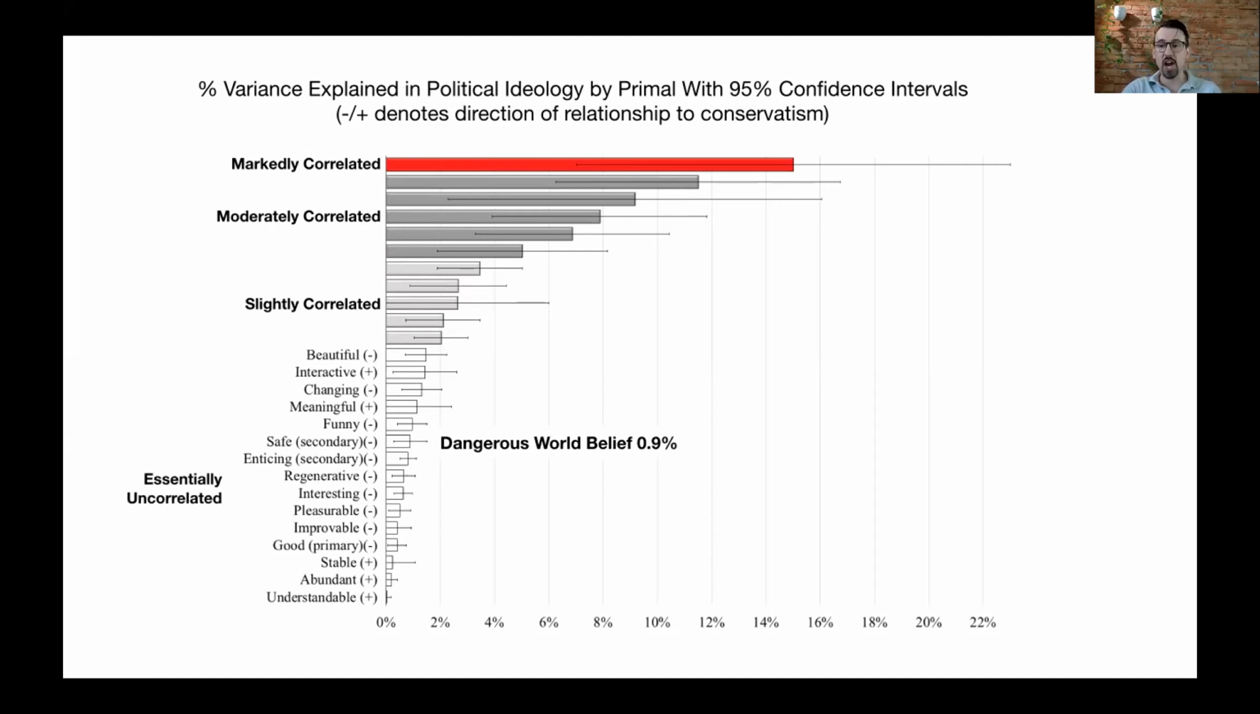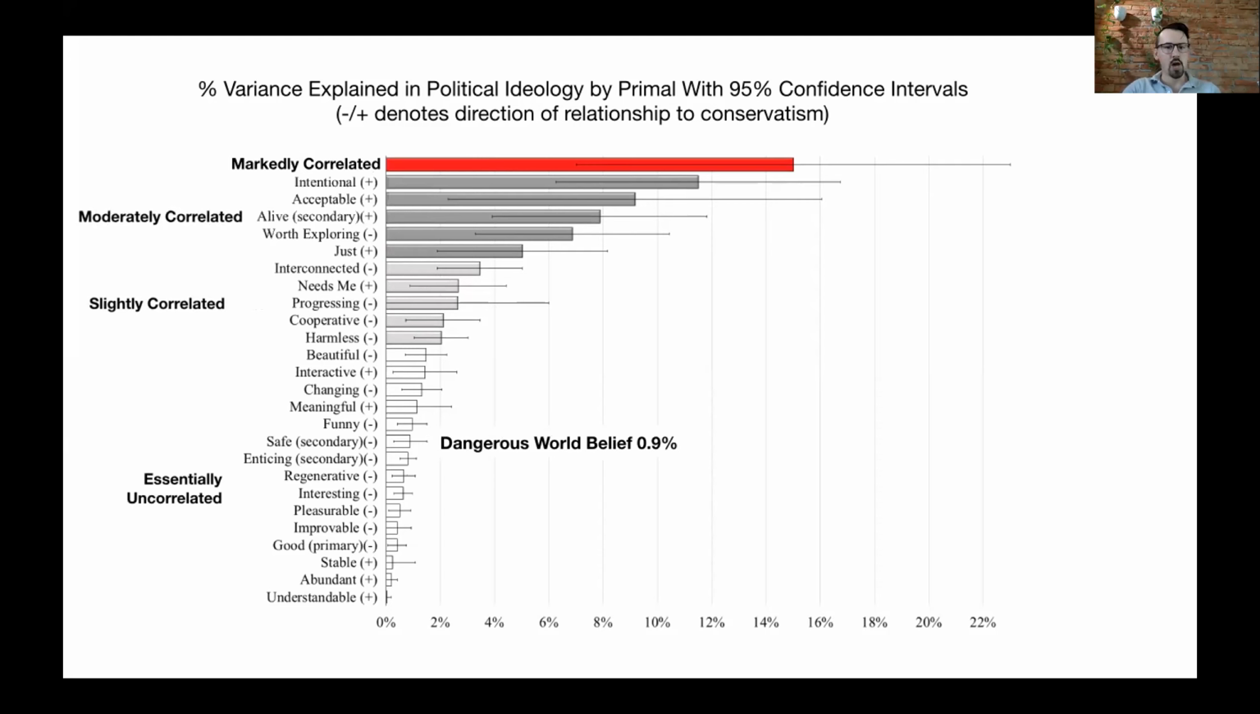This was a bit of a shock to us. We were surprised that it explained less than 1% of the variation. World beliefs that are slightly correlated include the belief the world is interconnected, which liberals tend to see the world as. Conservatives tend to see the world as more just. But the big one is the belief that the world is fundamentally and inherently a hierarchical place.